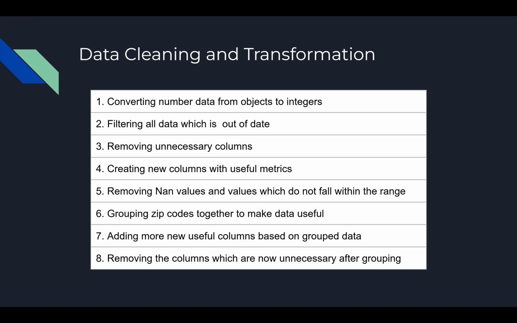I added a few more useful columns like average rating per area, because you can't really do that till after it's grouped, because each restaurant has its own individual rating. And I had to remove the columns which were unnecessary after the grouping, like total number of weighted rating before it's divided by the number of reviews.